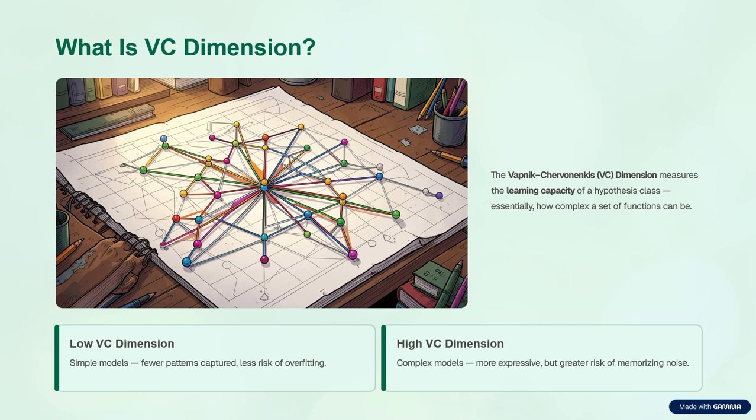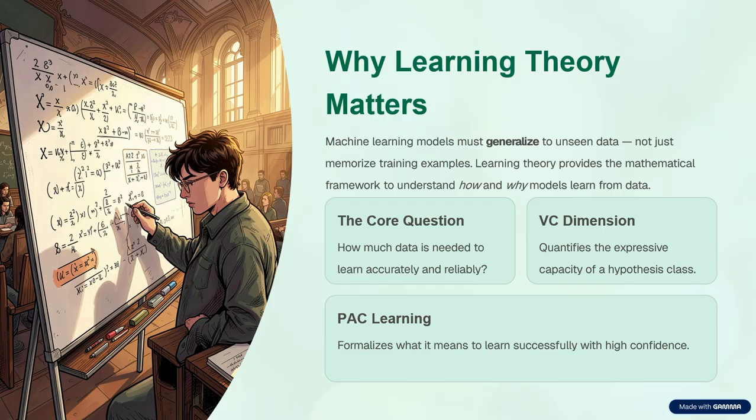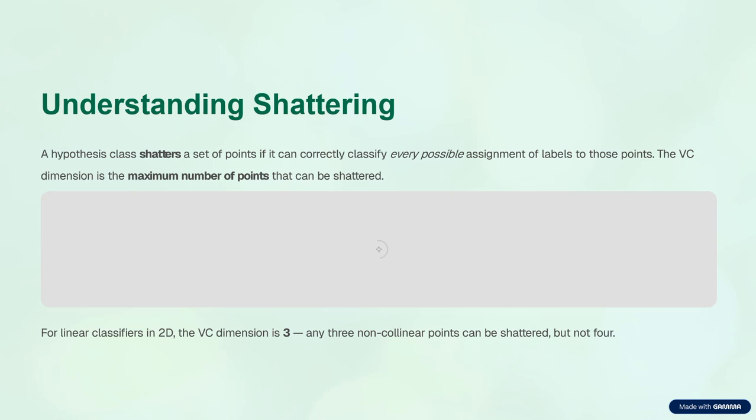Next, moving to another part: understanding shattering. The concept of shattering is used to define VC dimension. A model is said to shatter a set of points if it can correctly classify every possible arrangement of labels for those points. If a model can shatter more points, it means the model is more powerful and has a higher VC dimension.